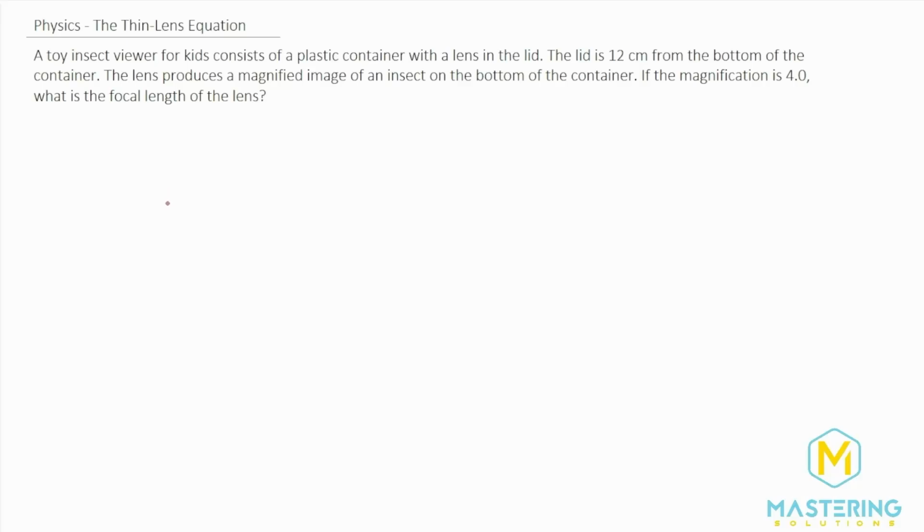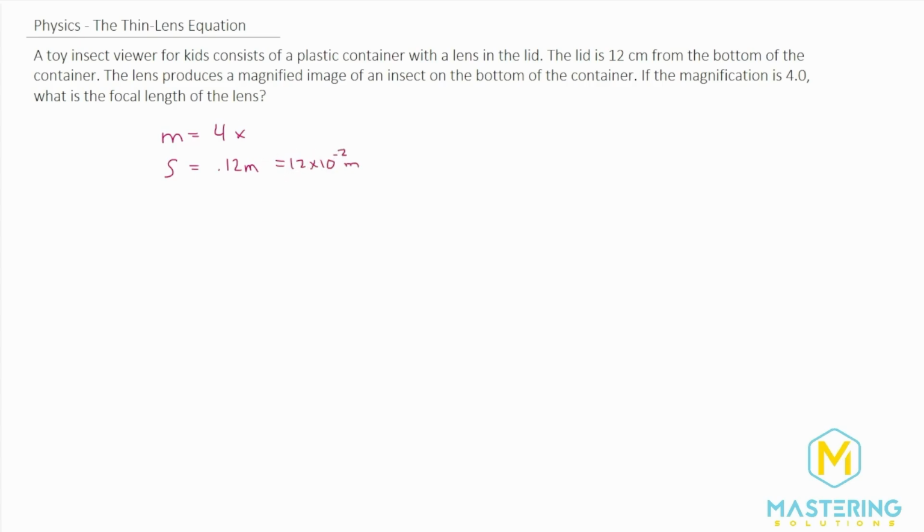Welcome to Mastering Solutions. In this question, we're going to use two equations to solve for this. Let's make a list of everything that we have, and then we'll work our way through this. We're told that the magnification is going to be 4 times, and we know that the lid is 12 centimeters from the bottom, so we're going to set that as our object distance. So s is equal to 0.12 meters, or 12 times 10 to the negative 2 meters.